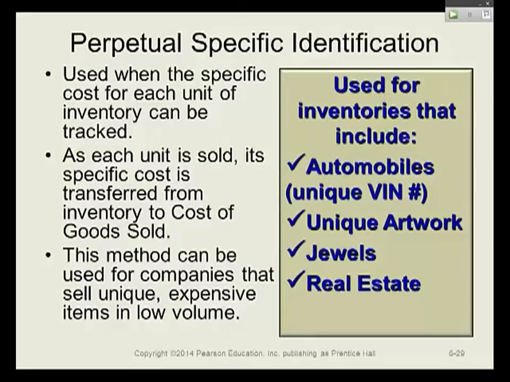And the first method is specific identification. Here, you could specifically and absolutely identify the units you have left and the units that you've sold. You do that through a stock number, a vehicle identification number, real estate, you have lot numbers for property, very easy to identify. This method is used for companies that sell relatively low volume of high dollar items, items that you can keep track of pretty easily.